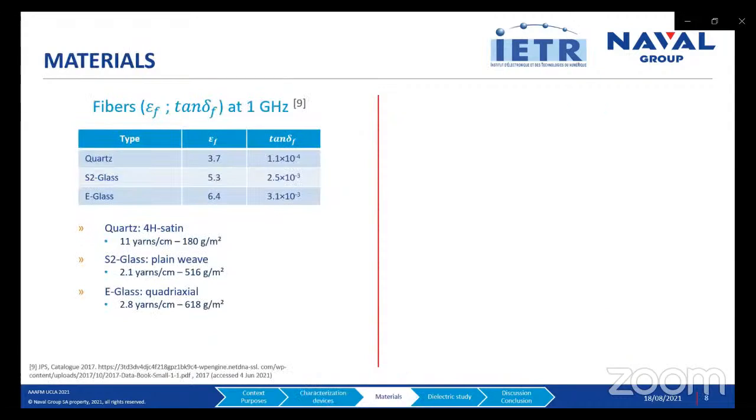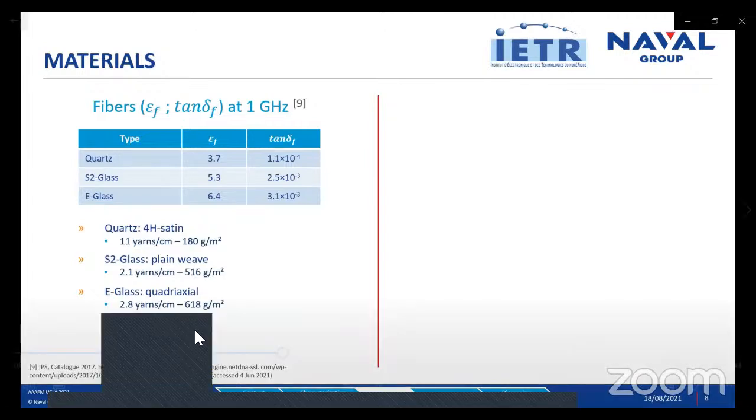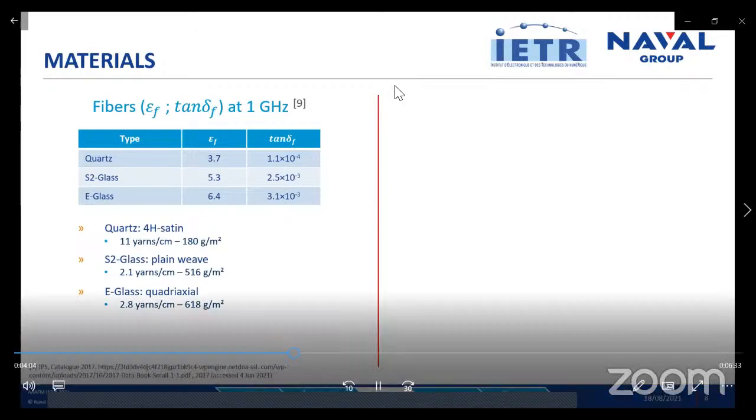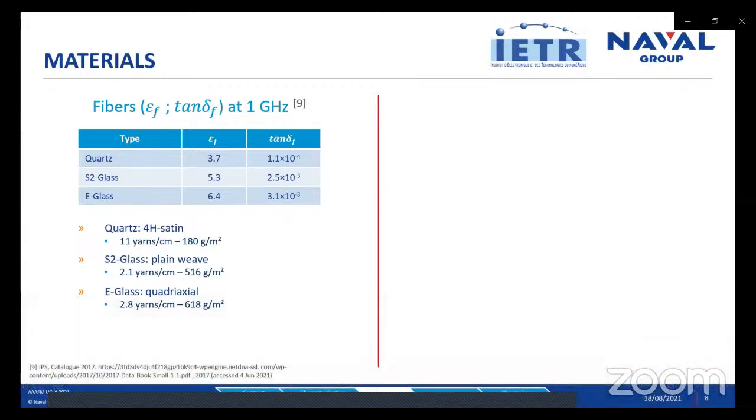Regarding the materials studied here, we have three types of fibers: the quartz fibers, the S2 glass fibers, and the E-glass fibers. Because these reinforcements are fibers, we were not able to characterize them by impedance measurement. We thus retrieve the dielectric characteristics from literature. These three types of fibers have a relative permittivity epsilon f from 3.7 to 6.4 at 1 GHz. Regarding the dielectric loss tangent delta f, we have values from 0.0001 to 0.0031.